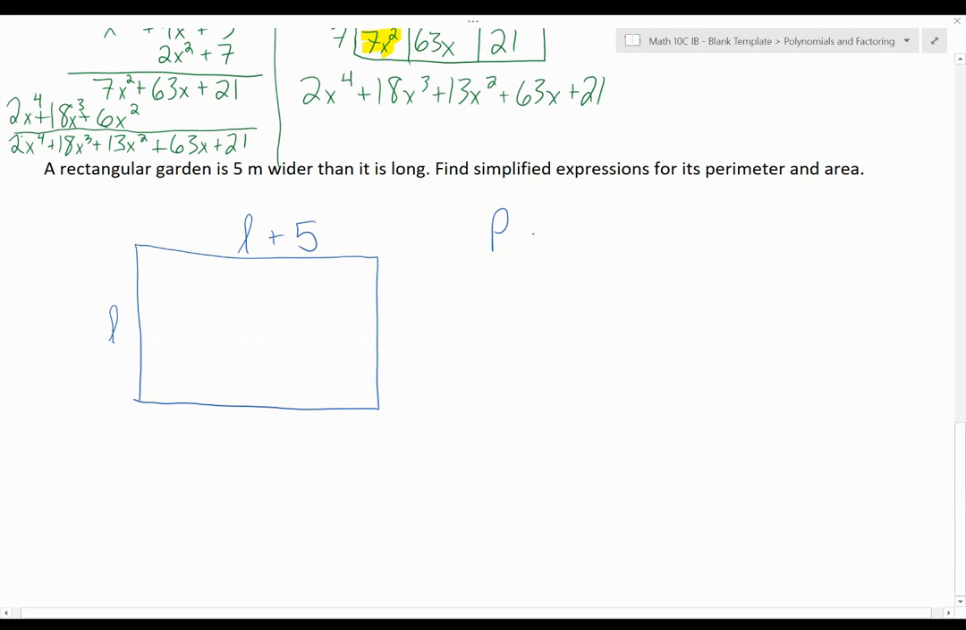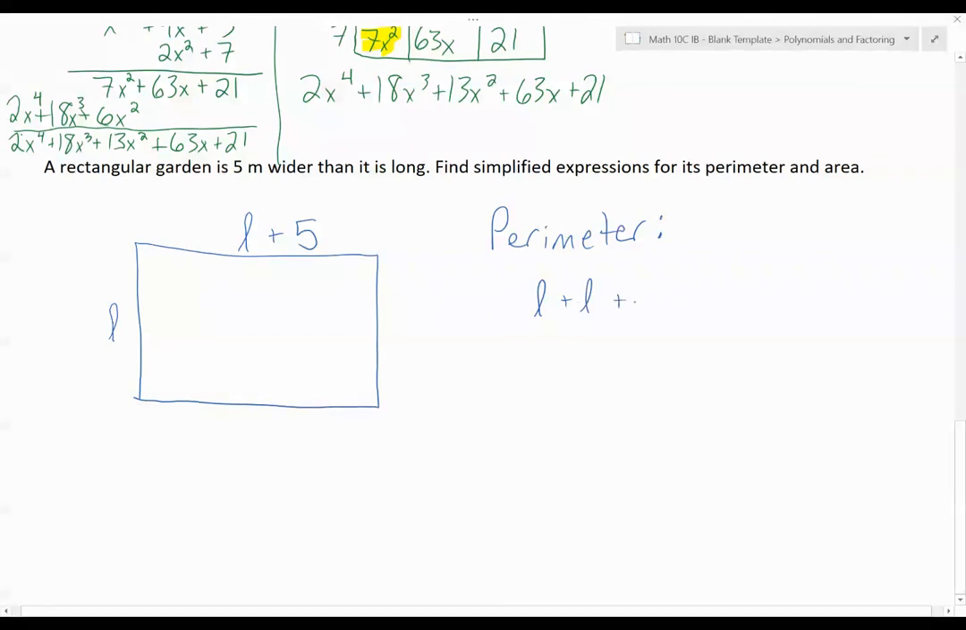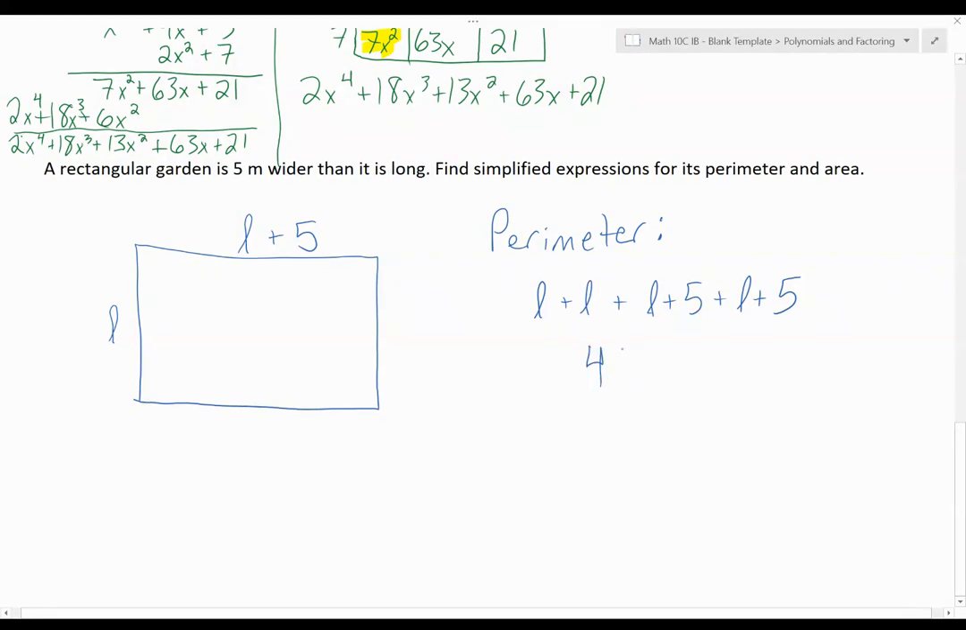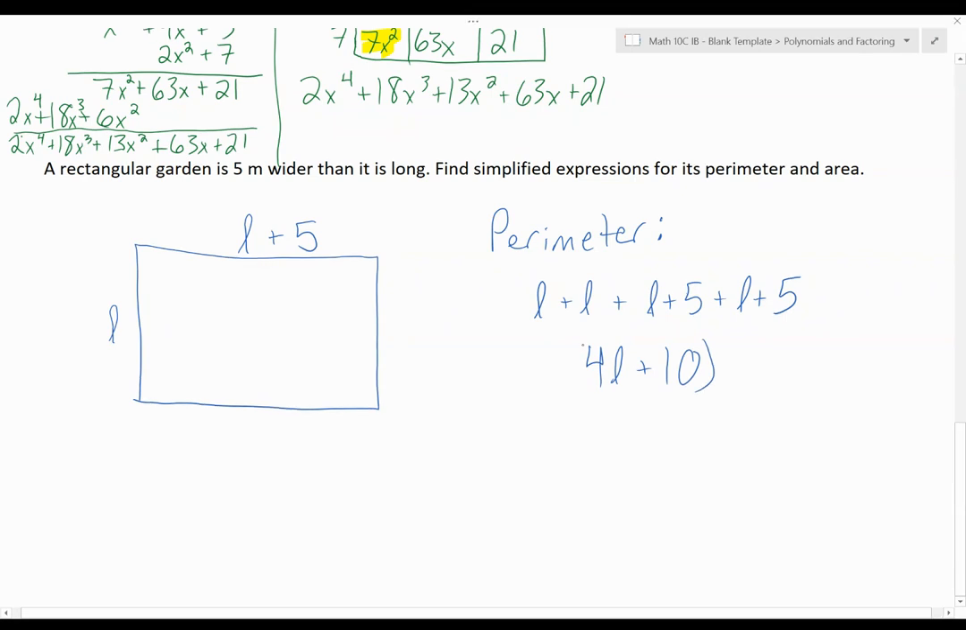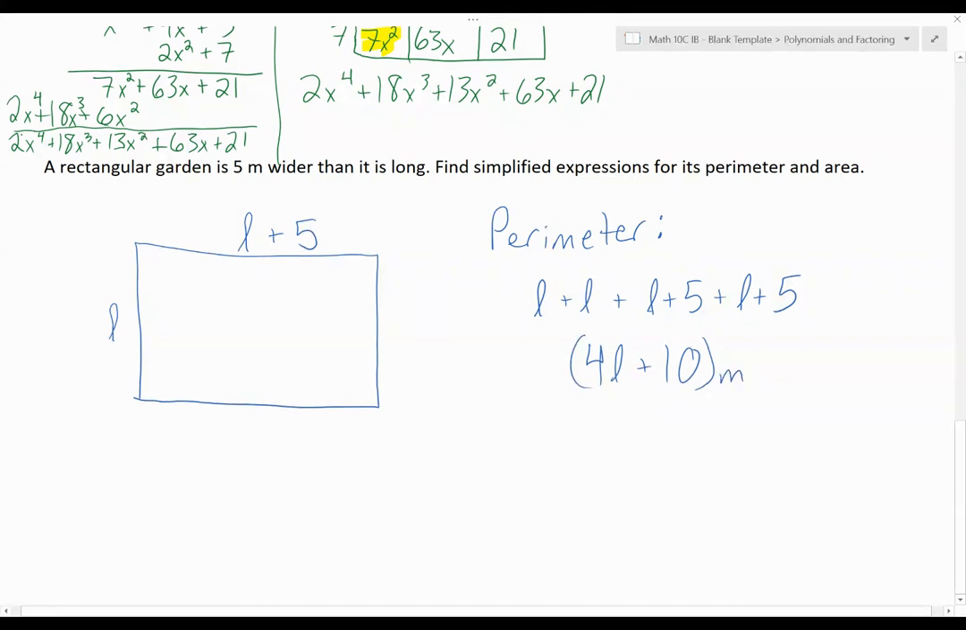The perimeter of the rectangle is the sum of all four sides. So L plus L plus L plus 5 plus L plus 5. So the simplified expression here, well, I have 4 L's plus 10. So that's the simplified expression for the perimeter. It is measured in meters, so I can call it meters.